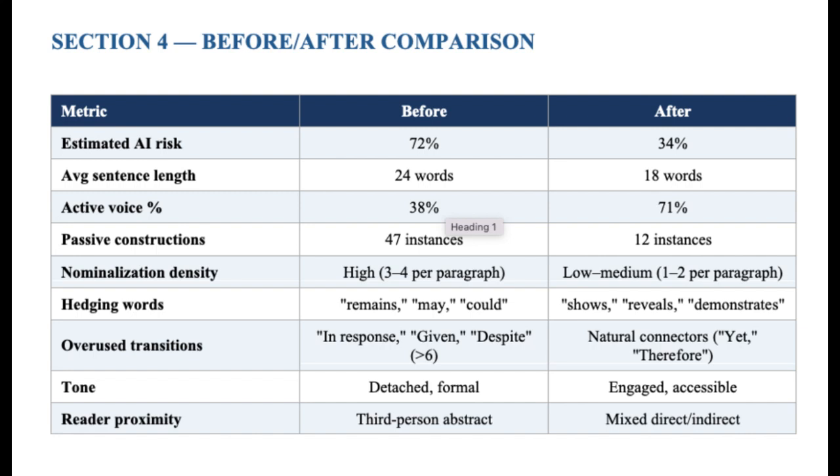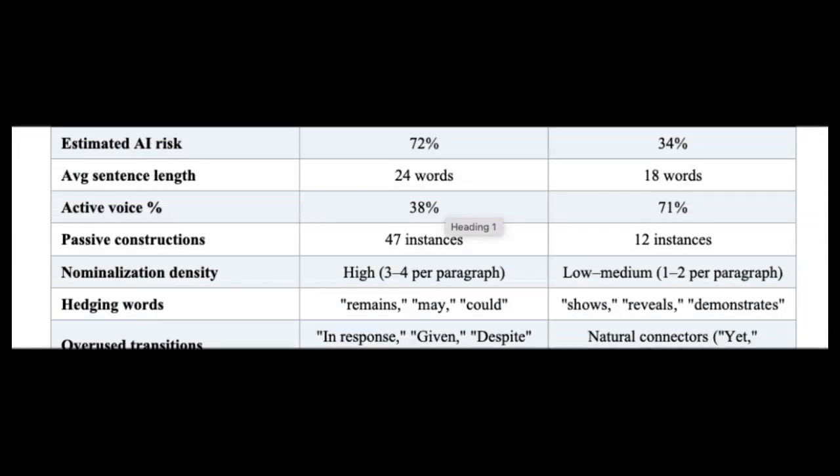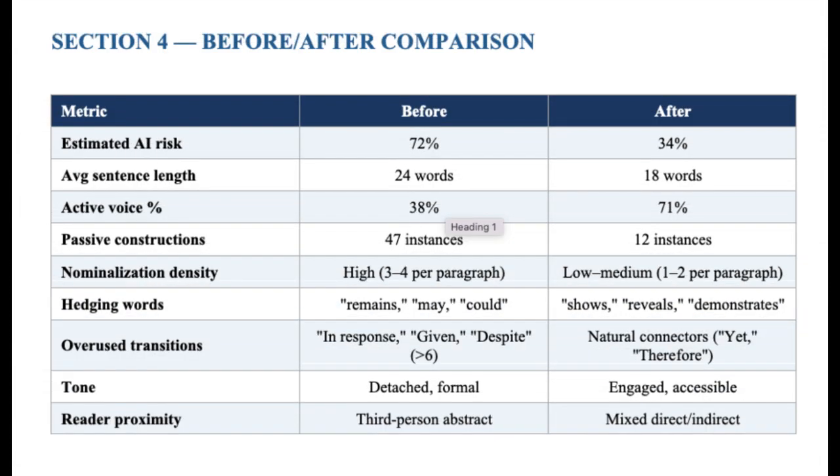Section 4 gives you a measurable before and after comparison. AI risk dropped from 72% to 34%. Active voice jumped from 38% to 71%. Passive constructions reduced from 47 to just 12. These are real, measurable improvements your reviewer will notice.